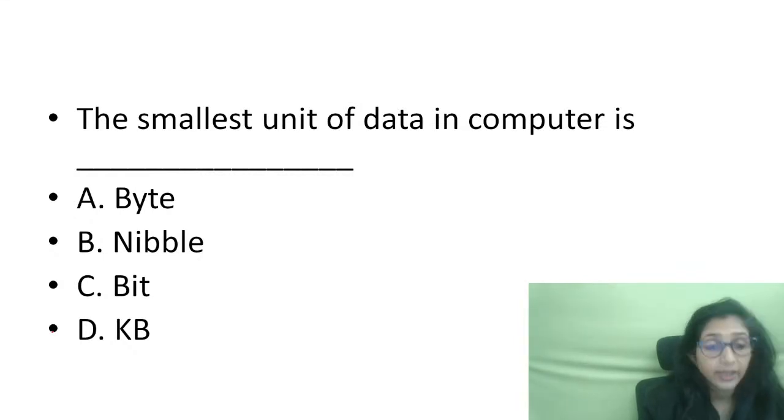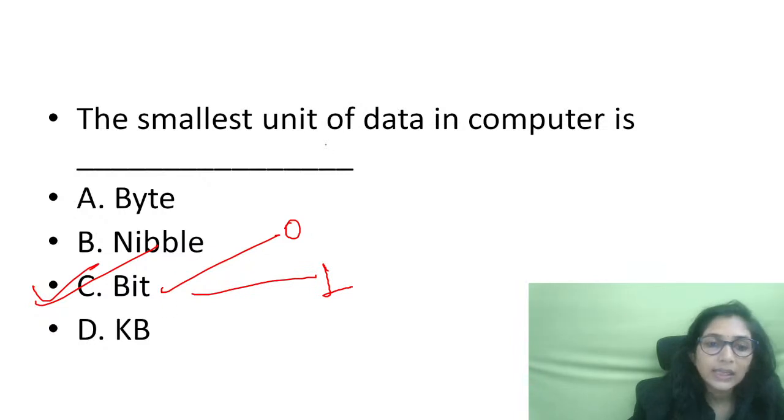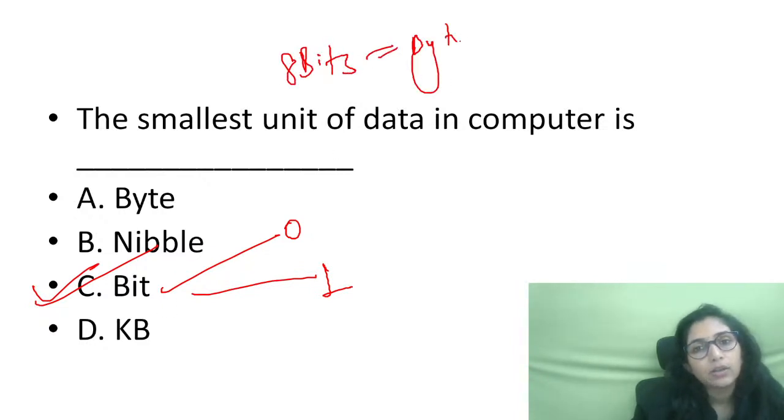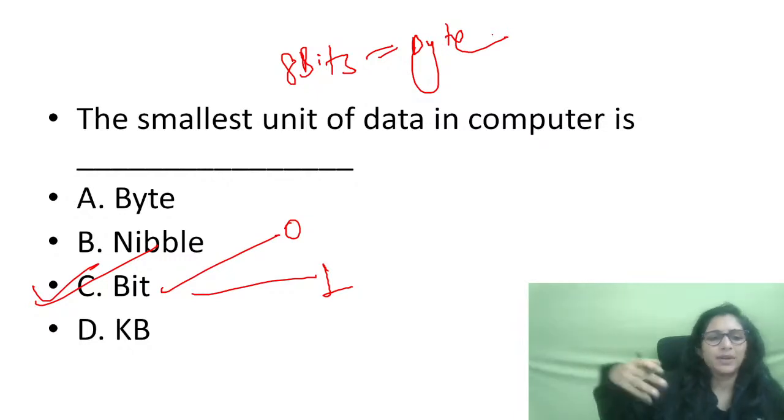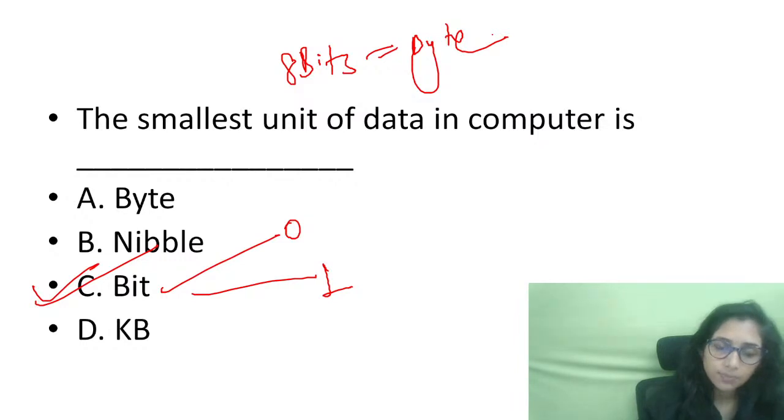So the answer that we have is bit. Bit is the smallest unit, and it is a single binary digit. For example, one bit is like 0 or it can be 1. Now when 8 bits combine, they form a byte. And then we have obviously various bytes, kilobyte, megabyte, gigabyte. So the smallest is bit. Let us move on.